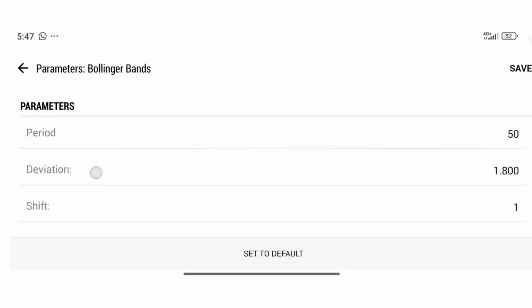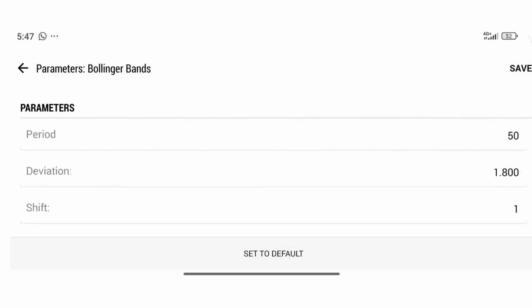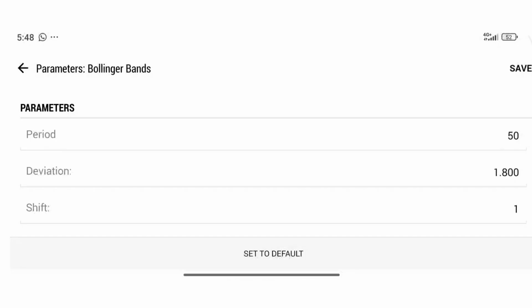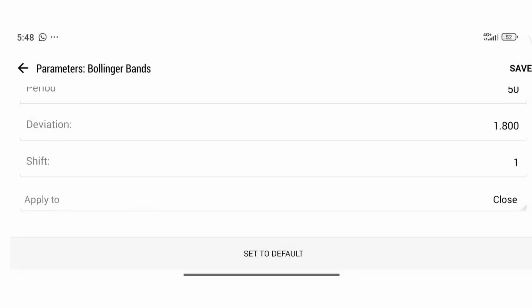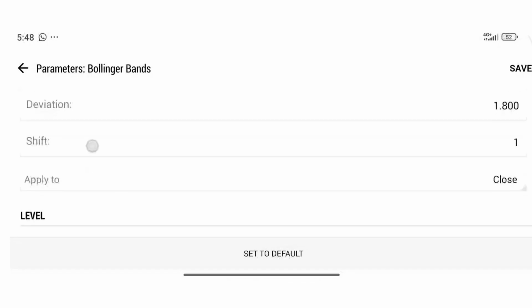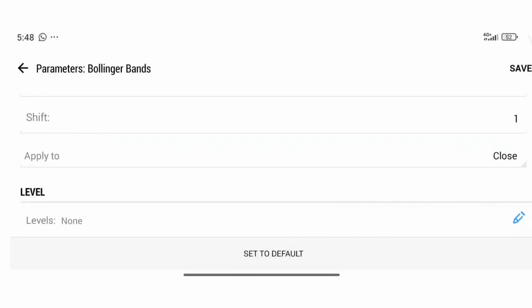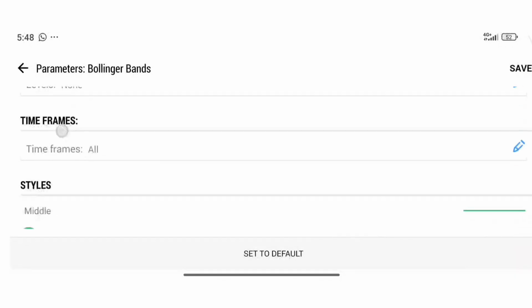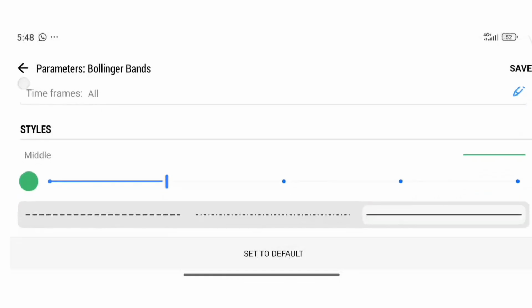So when you are already there, what you have to do is make the period 50. The deviation should be 1.800, just like I did here. The shift should be 1 and apply to close. It should be close. Now the levels, leave that like that, leave the time frames like that.